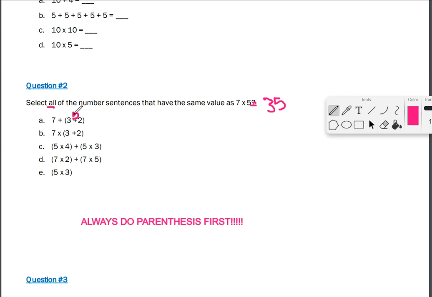All right, that's 5. And 7 plus 5, well, that's 12. So not A. All right, 5 again. Well, 7 times 5, that's our original problem. That's 35. Because it's 7 times 5. 7 times 5 is 35. It's the exact same problem that's right here. All right, 5 times 4, that's 20. Plus 5 times 3, that's 15. Well, 20 plus 15, that's 35.